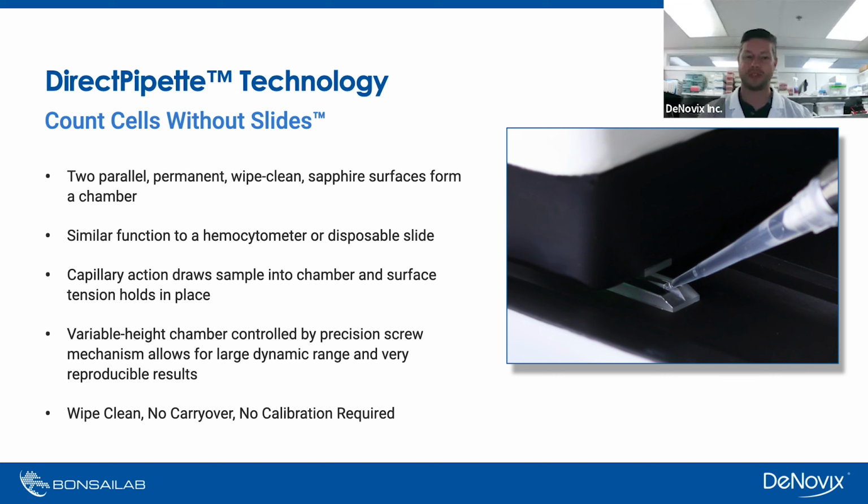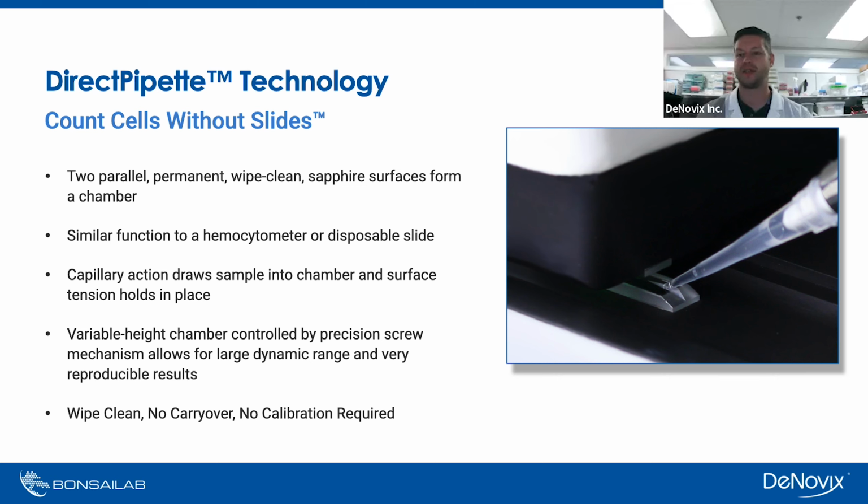The big difference between the CellDrop and a traditional hemocytometer is that the CellDrop has a variable height chamber that's controlled by a precision screw mechanism. So that gives us 2 advantages. One, it allows for a large dynamic range. So instead of just having a single fixed chamber height, which traditionally is 100 microns, you can do 100 microns, but you can also lower that chamber height to 50 microns, or you can raise it up to 400 microns, allowing you to essentially, on the fly, dilute your sample or concentrate your sample. So load less actual cells or load more actual cells, depending on your sample's needs.